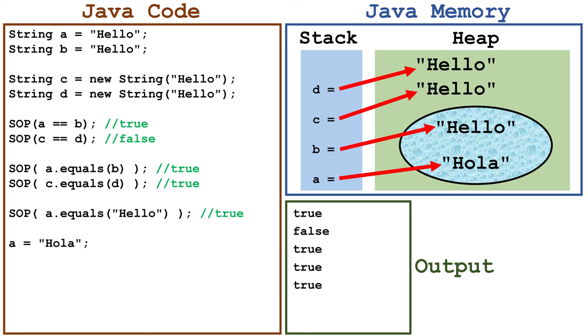Next, let's change a. This created a new object in the string pool and changed a to point at that new object. The original object is unchanged. We didn't modify the object. We created a brand new object and changed where a was pointing.